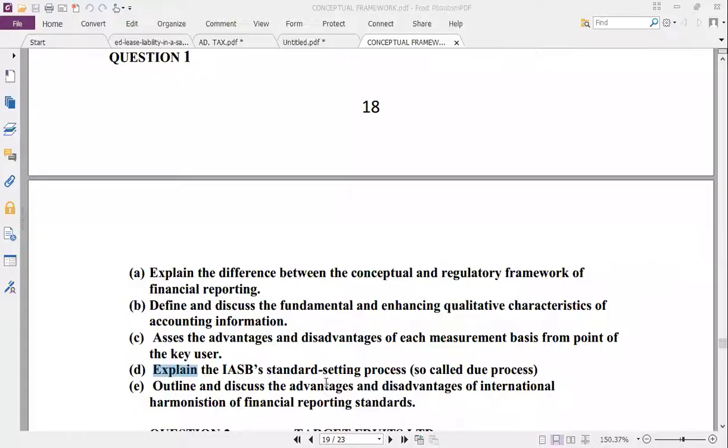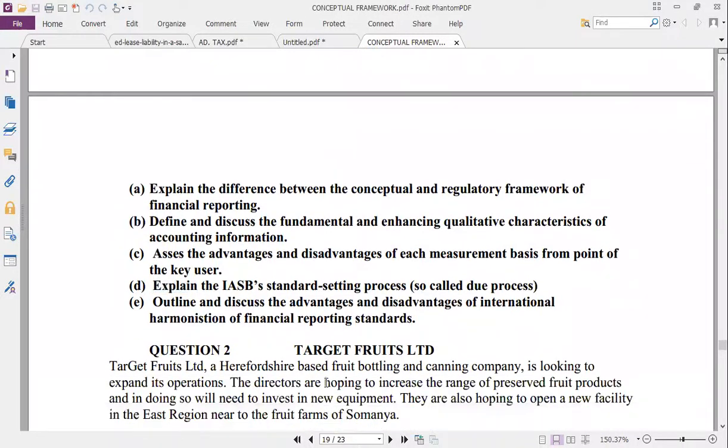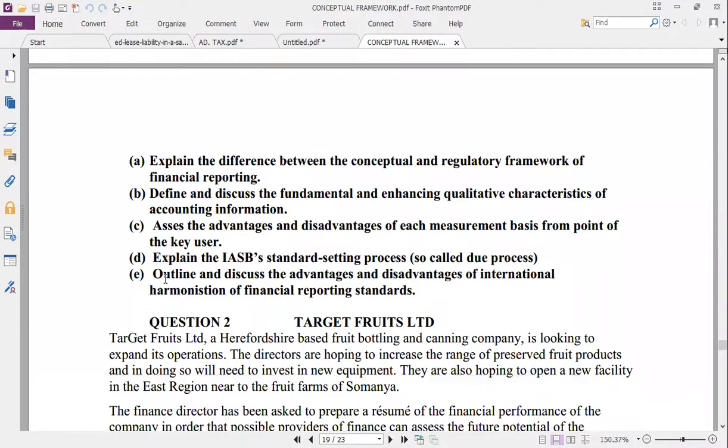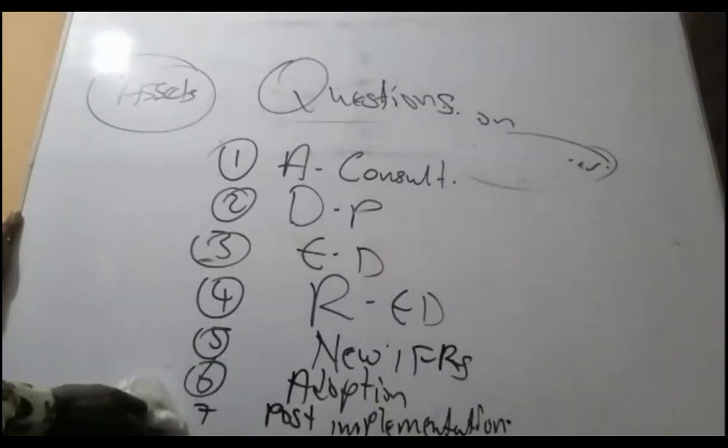Let's continue the question solving. A, outline and discuss the advantages and disadvantages of the international harmonization of financial reporting standards, the IFRSs. So there are advantages of international harmonization. So let me prepare them in a table. Simple and easy to remember. So let's draw a table here.